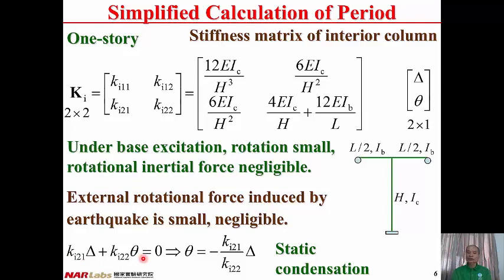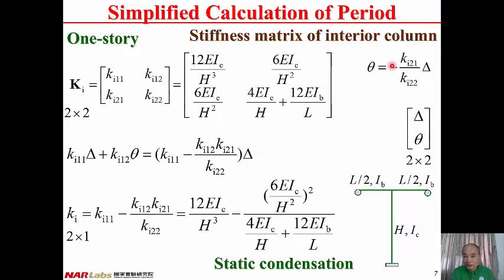And from this static equation, we can express theta in terms of delta. And after static condensation, delta and theta are no longer independent. They are dependent on each other according to this relationship, so that we can reduce a 2 degree of freedom to a single degree of freedom structure. And with this relationship, we consider the first equation, Ki11 times delta plus Ki12 times theta, and theta can be expressed in terms of delta.